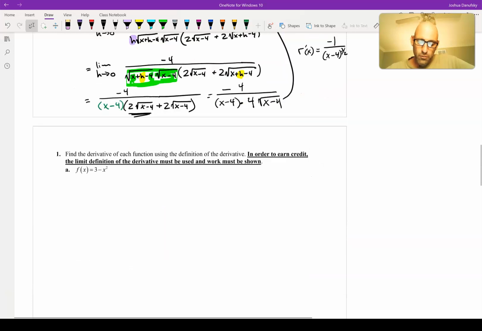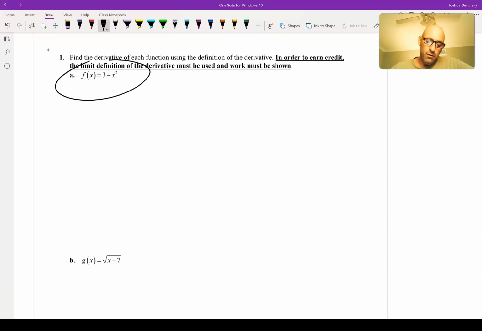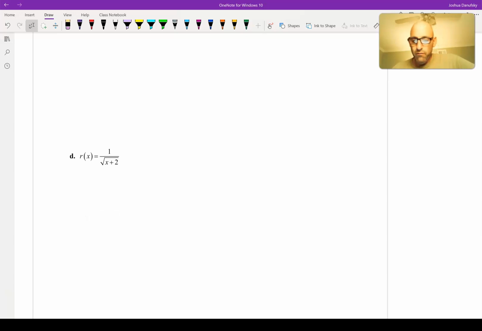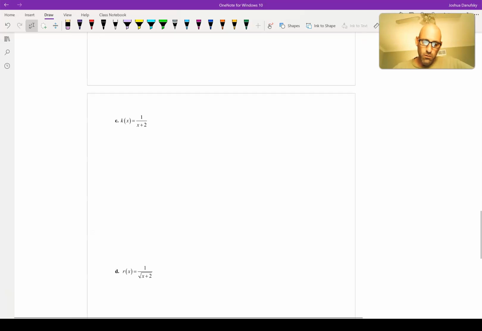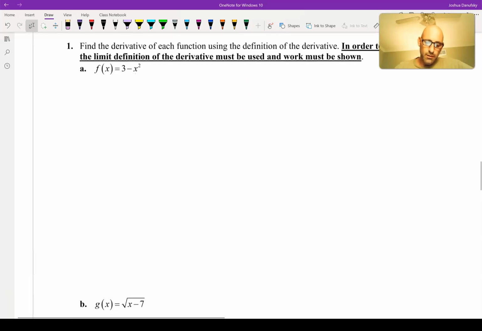So when you go on and do the rest of these on your own, you'll notice that number 1a is very similar to the first one we did, and then this one's similar to the second one we did, and then the next one's going to have a fraction involved, and the last one has a fraction and a square root involved. So go ahead and do those on your own, and be really careful with your algebra. That's kind of the name of the game.